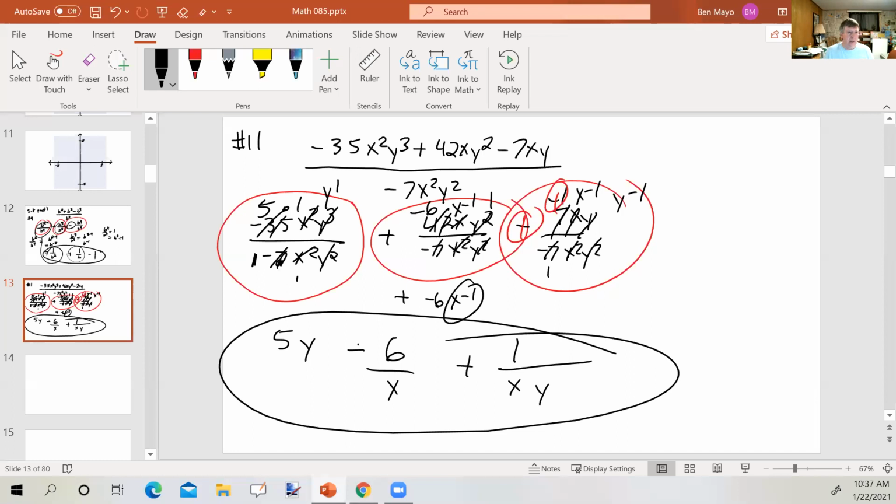Okay. Any questions before we go on? I have one. So, do we only separate each one, like the -35x to the second y cubed over -7x to the second y to the second? Do we only separate each one of those when we're dividing a polynomial by a monomial? I think that's what I'm messing up on. That's the deal. Only then and always then.